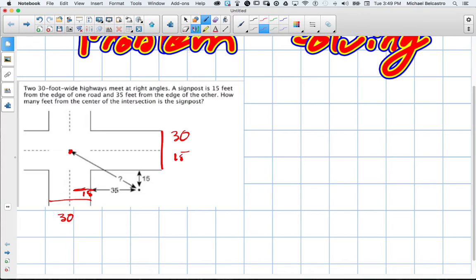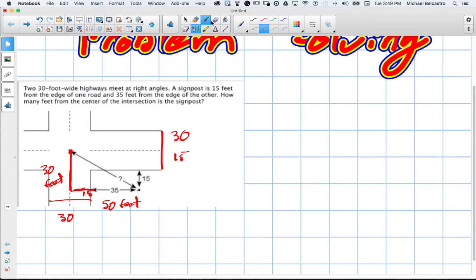So, in order to draw out this total triangle here, we're going to extend this. So we have 35 and 15 to get all the way over here. So 35 and 15 gives us a 50-foot horizontal length, and then to go vertical it's 15 plus another 15, so we're talking about a 30-foot vertical length here.